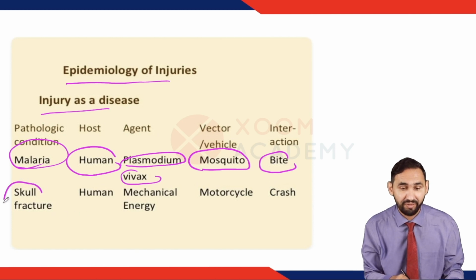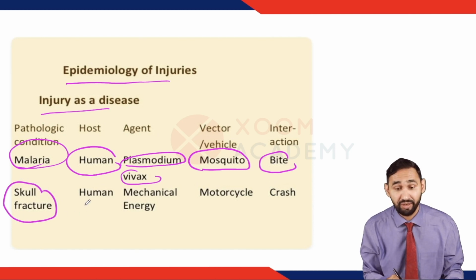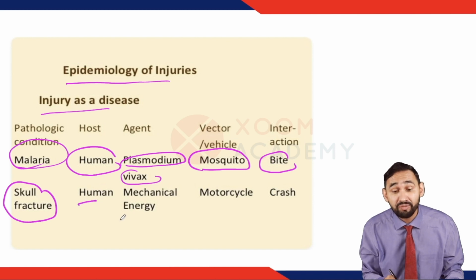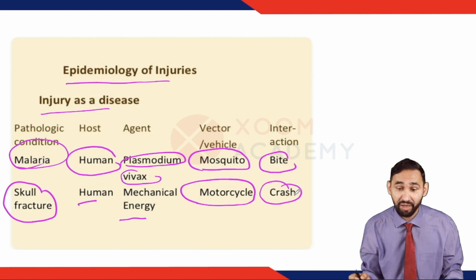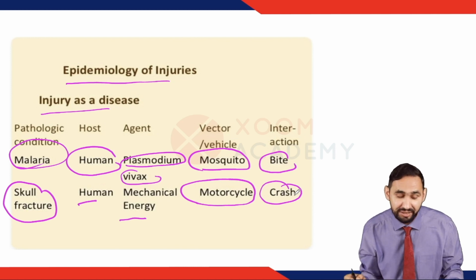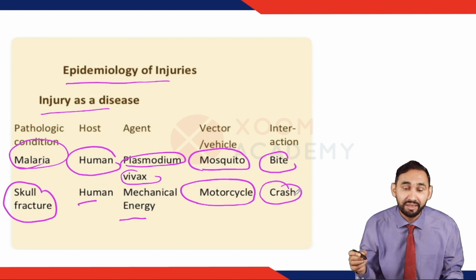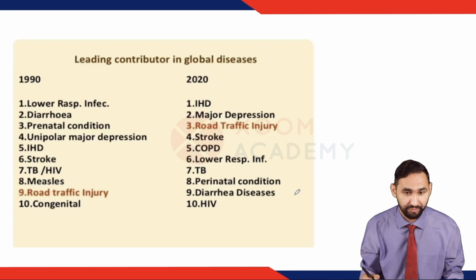And what is a skull fracture? It is caused in human beings. It is caused due to mechanical injury, like a motorcycle accident. A motorcycle can be a vector in skull fracture, and the interaction is the crash. A person rides a bike, he crashes, he gets a mechanical injury, and there is a skull fracture, which is lethal, which can cause death.